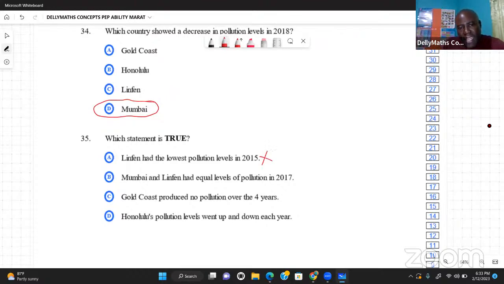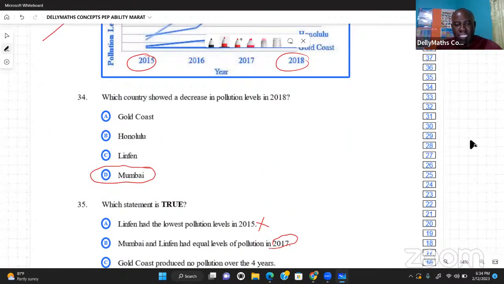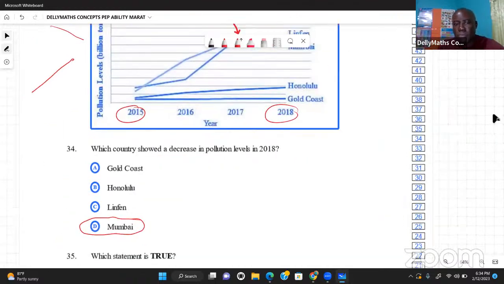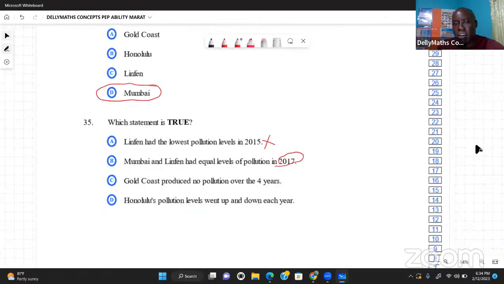Mumbai and Liffen had equal levels of pollution in 2017. Equal means they would be at the same point. Let's go back to see if they're at the same point in 2017. Looking at Mumbai and Liffen, right here it is correct. I'm seeing where they are the same right there. That suggests that in 2017 those two countries were at the same level. That statement is true. The moment I see that the statement they're referring to is true, I am not going to continue reading other responses because it would not be correct.